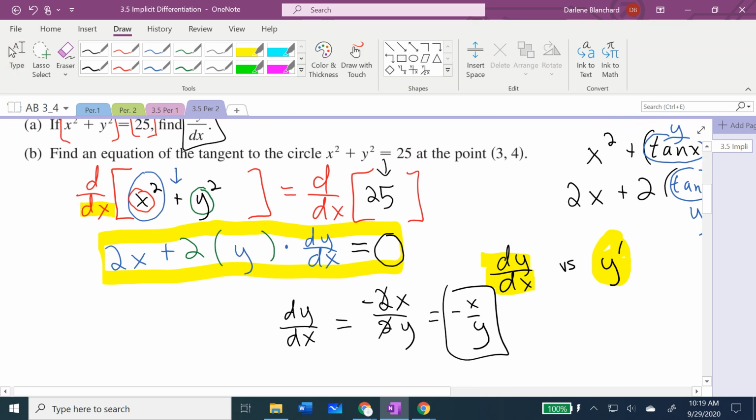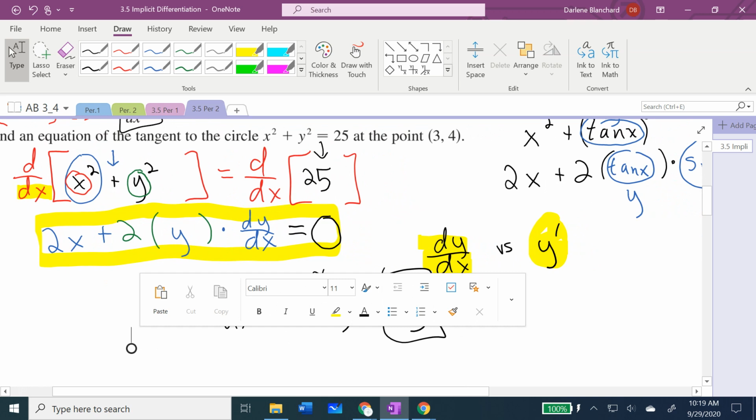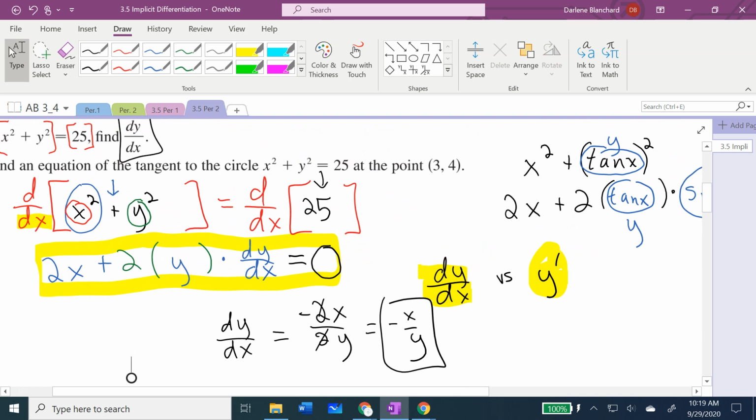Now, part B, find an equation of the tangent. It should be worded tangent line, but that's what they mean. Find an equation of the tangent line to the circle. And before, when we had nice functions, I only had to tell you an x coordinate. There was an automatic singleton y coordinate that came out of it. But with these guys, you have to be told the full point.